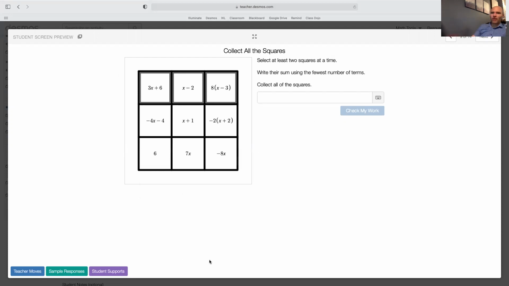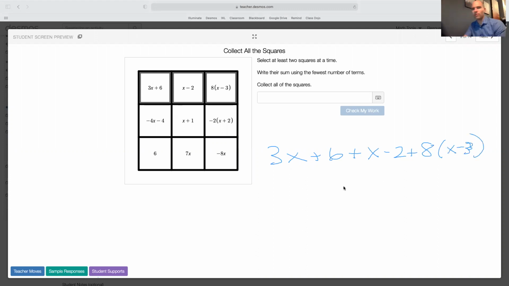So I'm going to start by writing the expression myself since it doesn't give it to me. Dang, I need some water or something. All right, 3x plus 6. That's from the first box. And then I have to add plus x minus 2. And then I add 8 times quantity x minus 3.